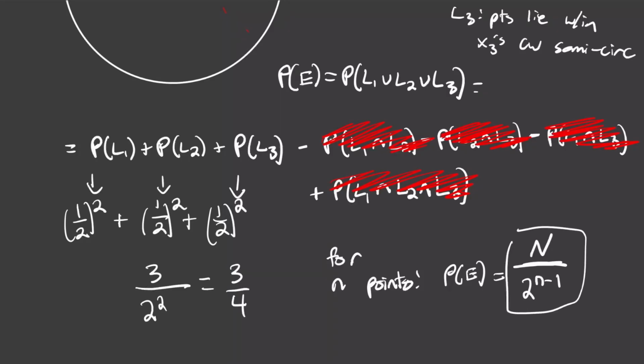You can see it checks out for the n equals 3 case, which would have been 3 on top and 2 to the 3 minus 1, or 4 on the bottom, which we got. Also, you could check for n equals 2 and n equals 1, and both of them will give you 100%, just like we expected. So yeah, definitely a tricky problem to visualize.